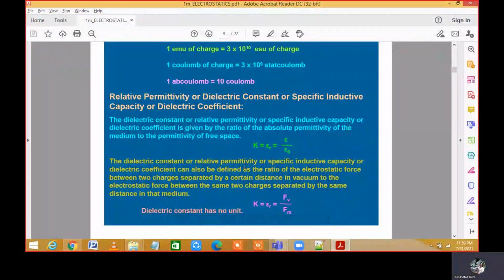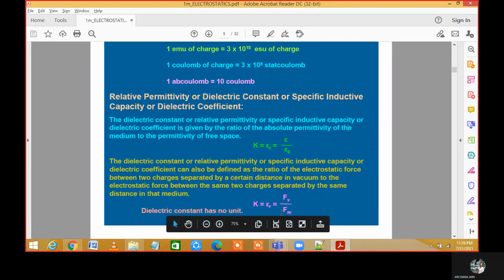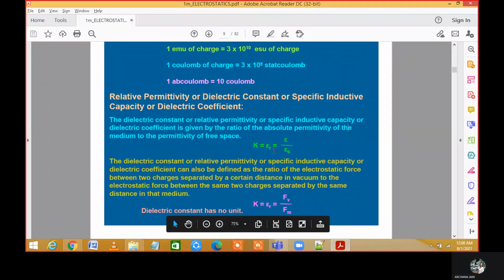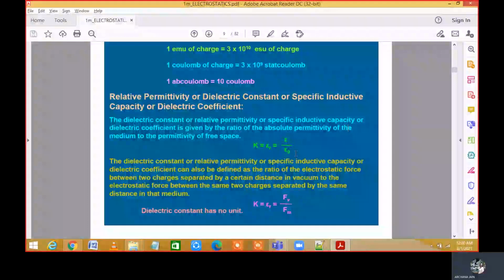The dielectric constant, or relative permittivity, or specific inductive capacity, or dielectric coefficient, these are different names of one term, can also be defined as the ratio of electrostatic force in vacuum, FV, the electrostatic force between two charges when they are placed in vacuum, and Fm, the electrostatic force between two charges when they are placed in any other medium, because F is inversely proportional to epsilon. Here this is epsilon and this is epsilon naught.